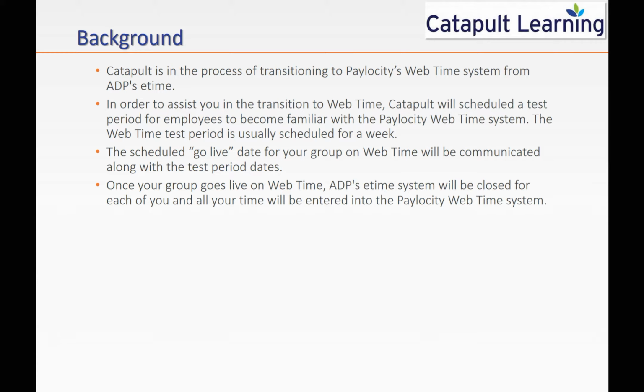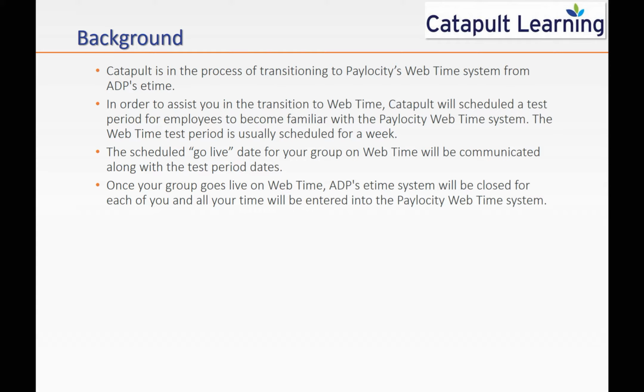For some background, Catapult Learning is in the process of transitioning to Paylocity's web time system from ADP's eTime timekeeping system. For those employees that have been using ADP eTime, you will be transitioning to Paylocity's web time. For those employees that have not been using any timekeeping system, you will also be transitioning to Paylocity's web time system. In order to assist you in the transition to web time, Catapult will schedule test periods for all employees to become familiar with the Paylocity web time system. This test period is usually about a week long.